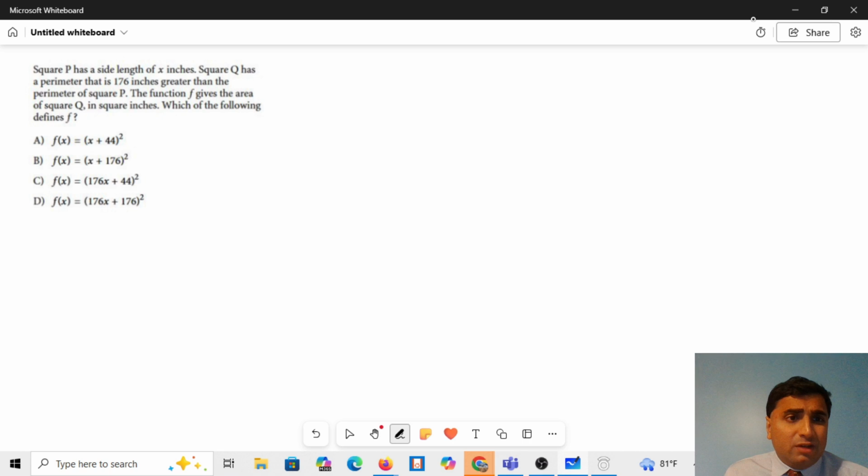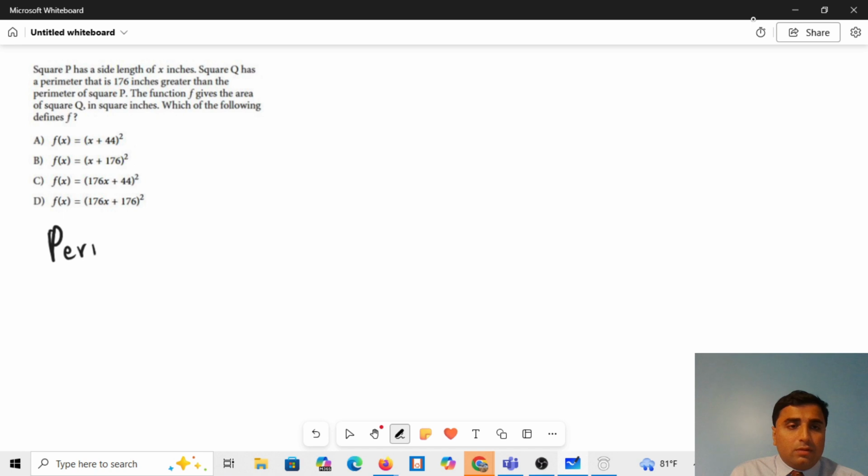First things first. We have that square P has side length x inches. Square Q has a perimeter which is 176 inches greater than the perimeter of square P. So the side length of square P is x inches. Therefore, the perimeter of square P, let me write this down.